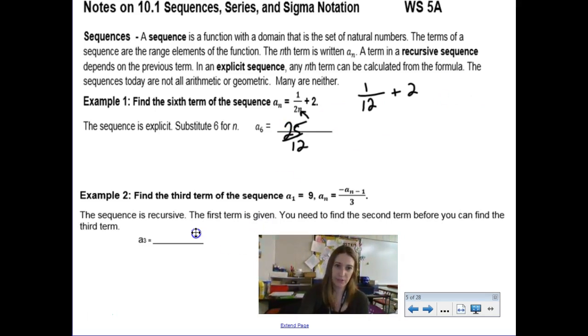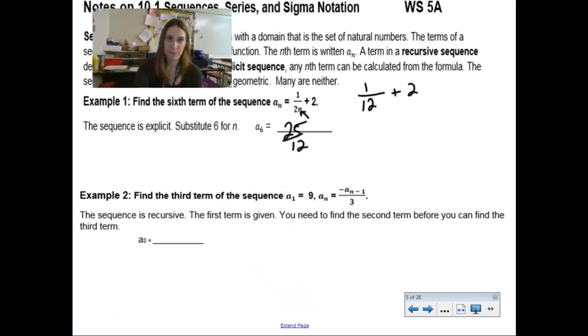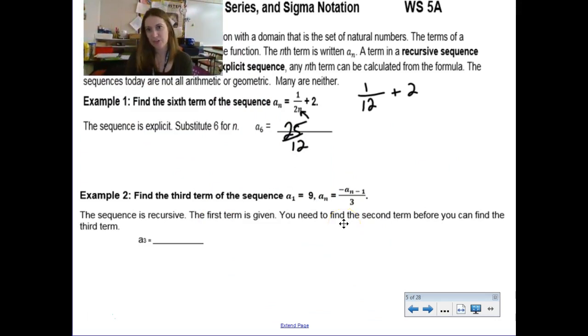Now this question here is recursive, which means that I'm going to give you a first term starting point for your sequence, and then I'm going to give you a formula, but the formula is kind of unique. It says, take the negative of a sub n minus 1. So remember, this notation just means the previous term. And then divide that by 3.